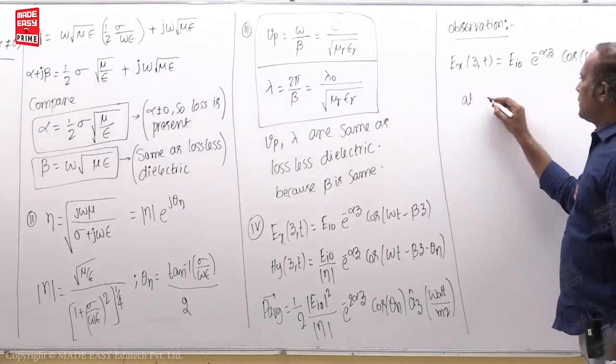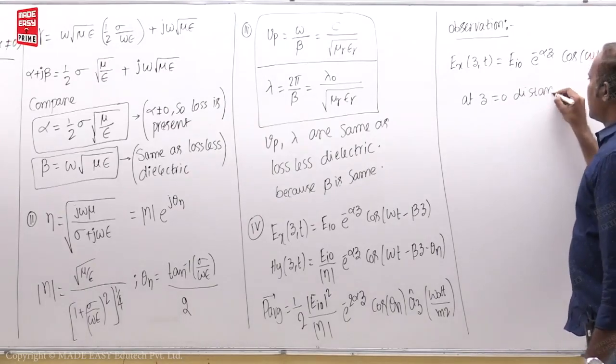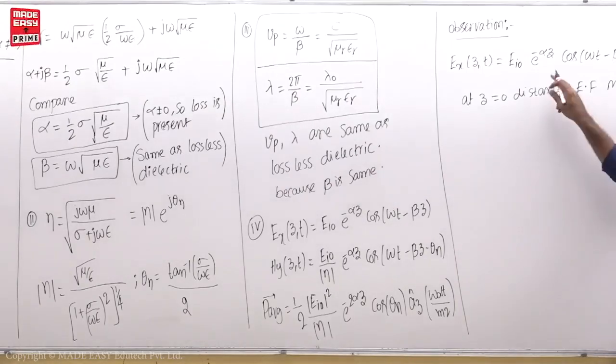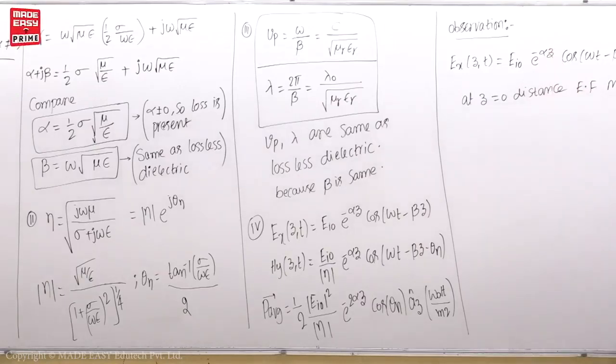At z is equal to 0 distance, electric field magnitude is EA0, because Z0 you substitute, EA0 into e power 0 is equal to EA0.